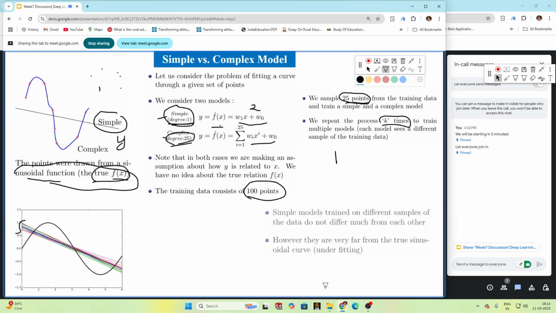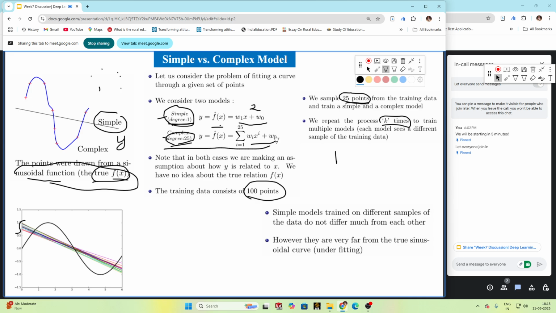Okay, now what we are seeing, if I compare, is that simple models trained on different samples of data do not differ much from each other. That means all these different color lines are very close to each other. Second, if I compare with the true relation, the true f(x), these lines are very far away from this sinusoidal curve. So this is my first observation.